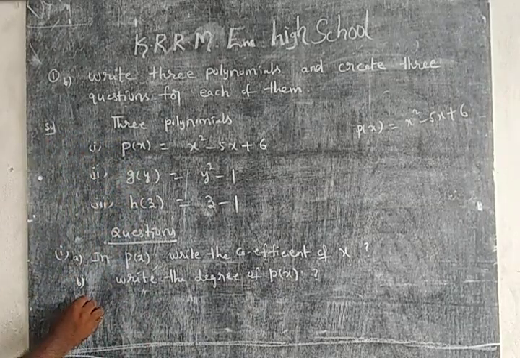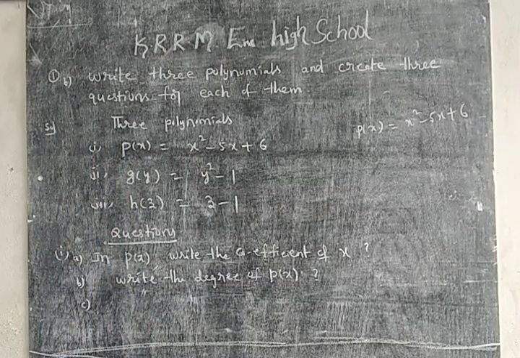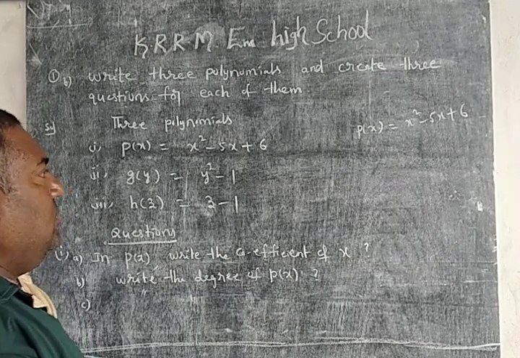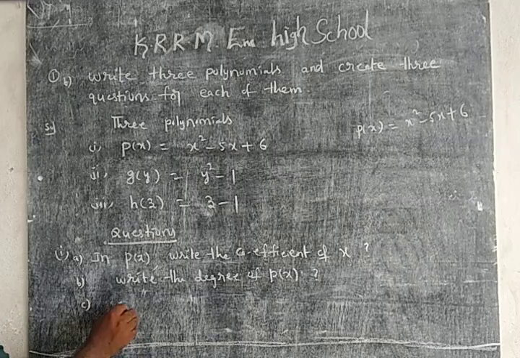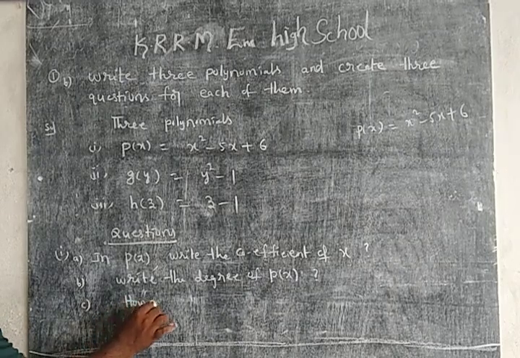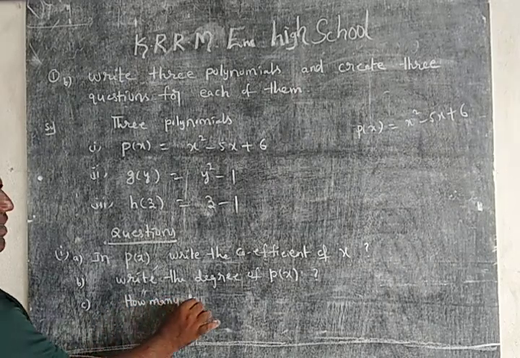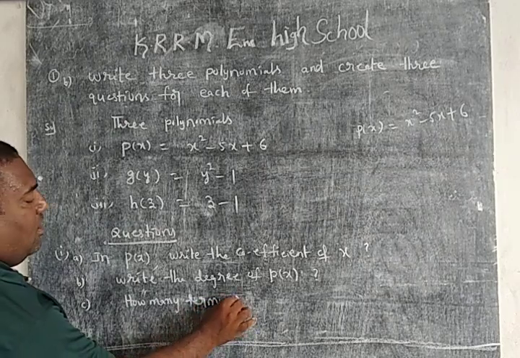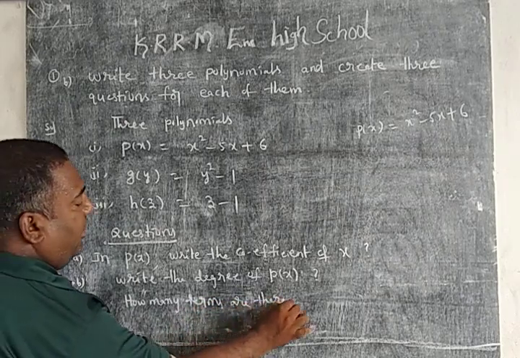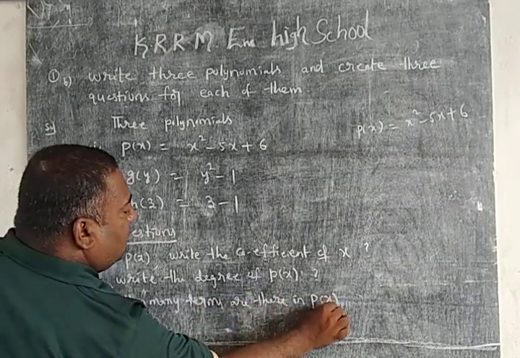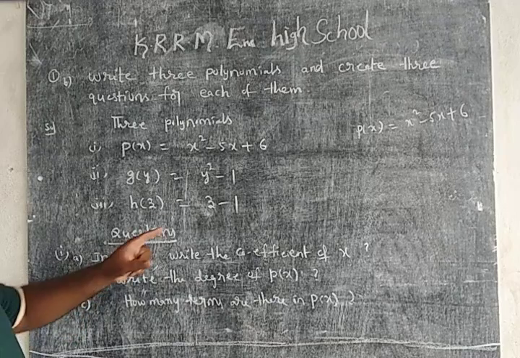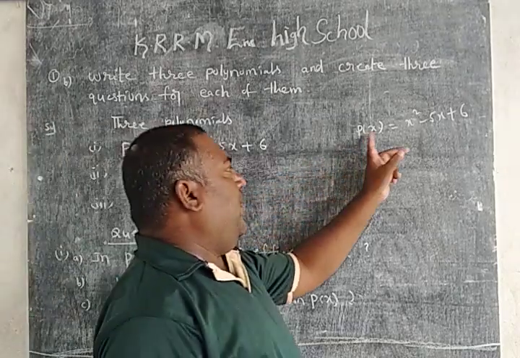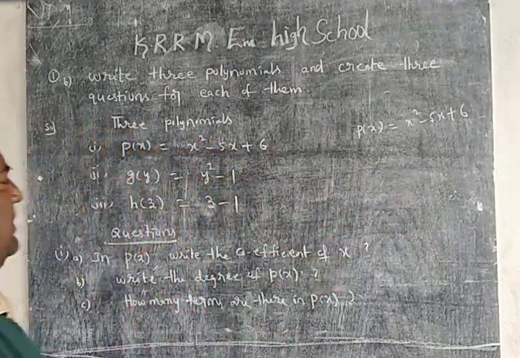C: How many terms are there in p of x? So I created three questions about p of x is equal to x square minus 5x plus 6.